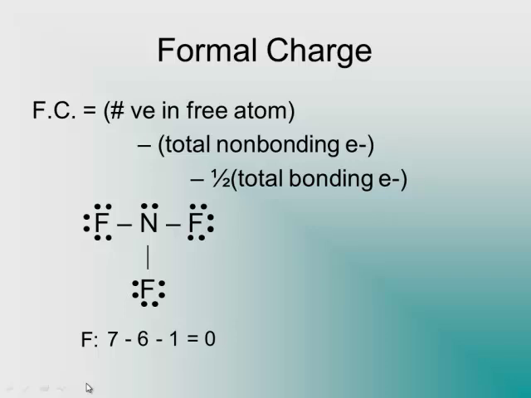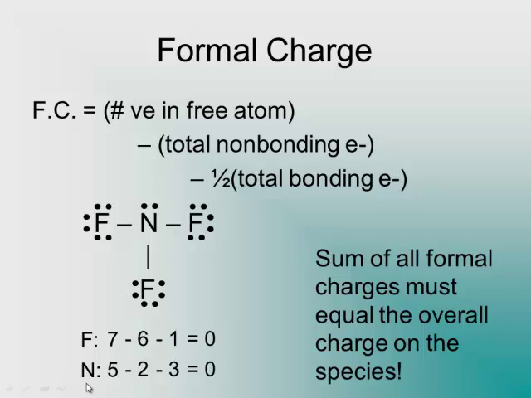For the nitrogen in this compound, nitrogen has 5 valence electrons. Subtract the number of non-bonding electrons on the nitrogen. That's 2. And subtract 1 for each bond. That's 3. 5 minus 2 minus 3 also equals 0.